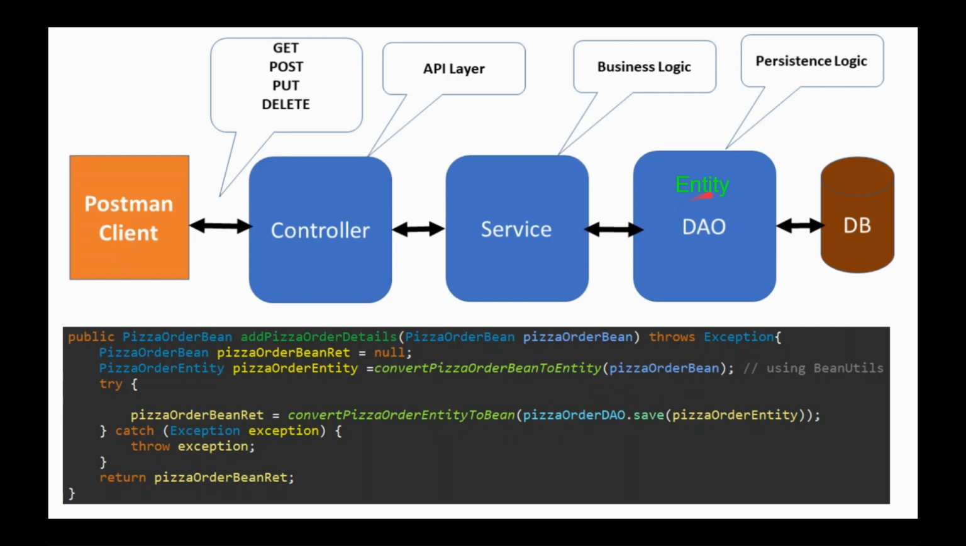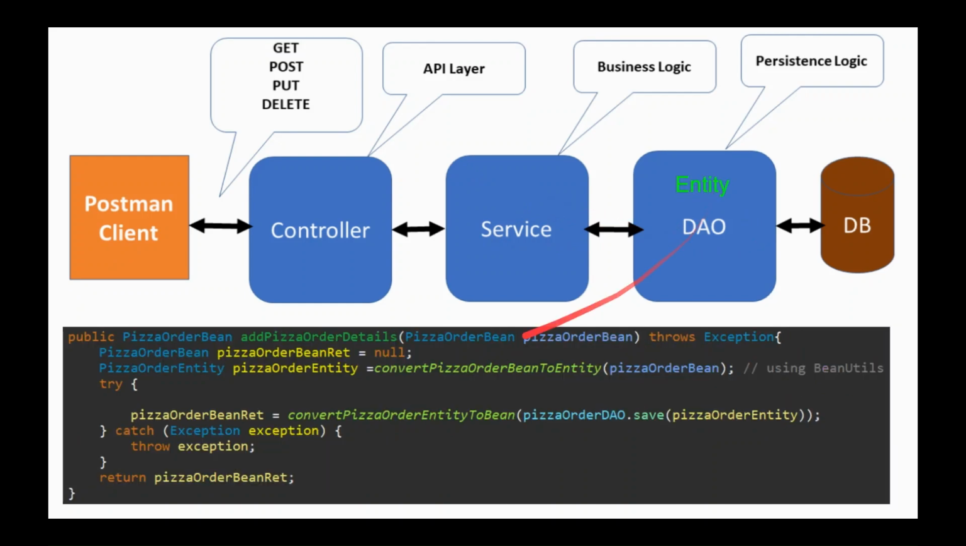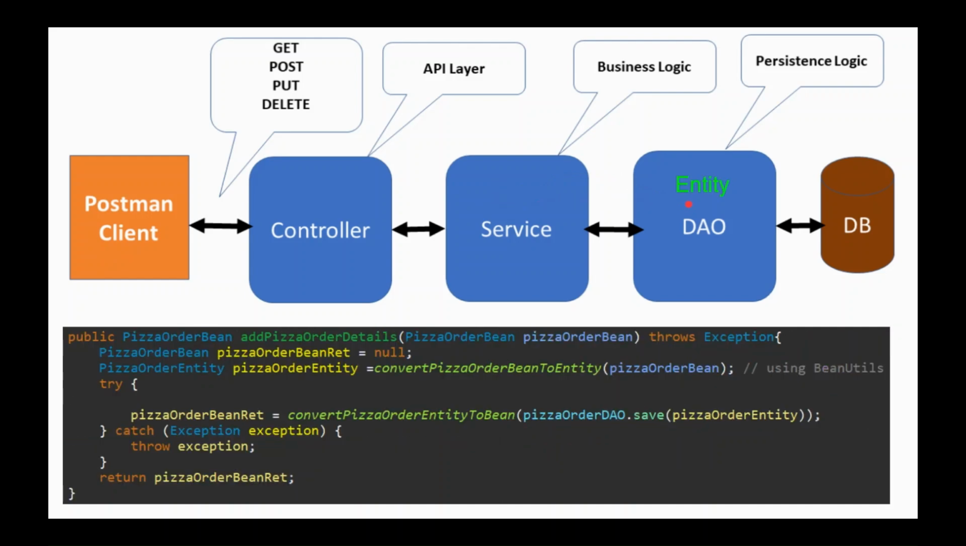So DAO understands entity. When service gives its bean to DAO, DAO will first convert that bean to entity and then store it in the database. And if it is fetching from the database, it will be fetched as an entity only. When it has to pass it to the service layer, since we know service only understands bean, it has to convert entity to bean so that service will understand it. And this is done by the DAO wrapper class.